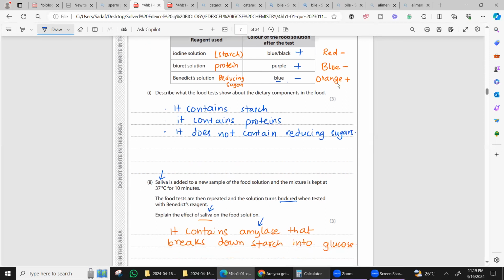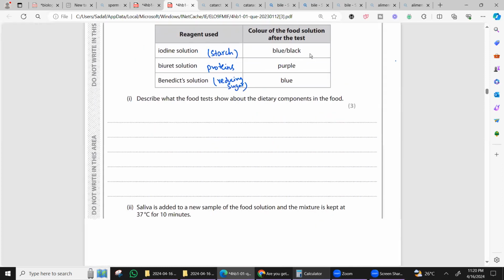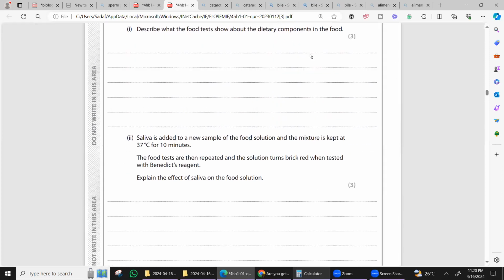So here we can see from these results, describe what the food tests show about the dietary components in the food. Starch is positive, so it contains starch, it contains protein, and it does not contain reducing sugars because the test is negative here. Describe, this one is done.